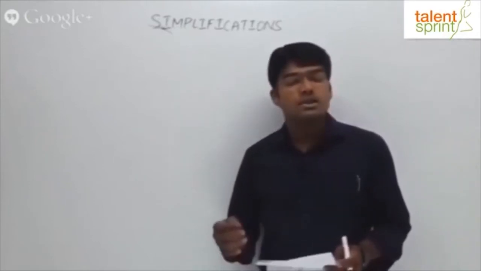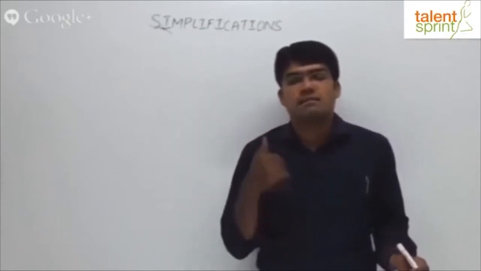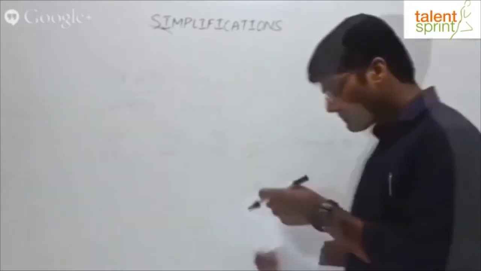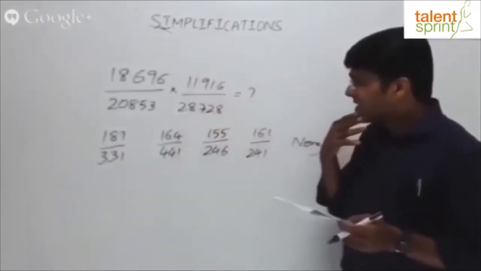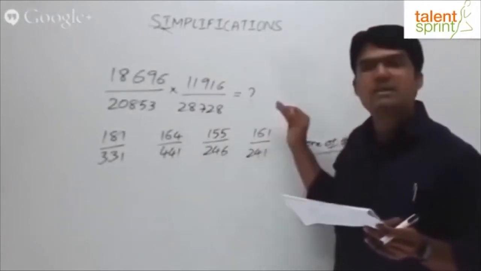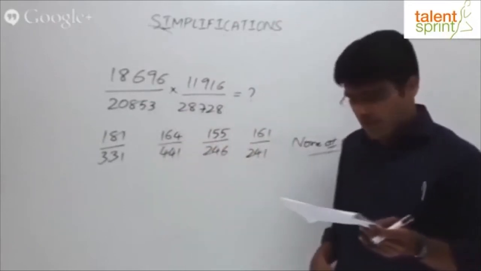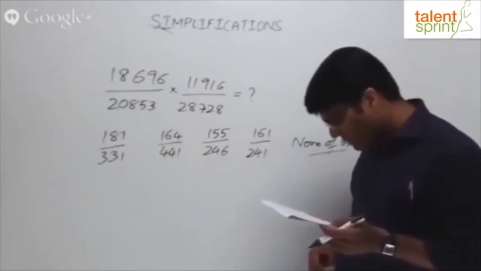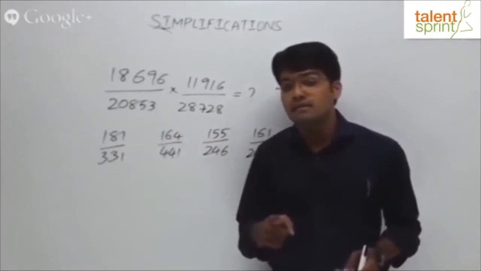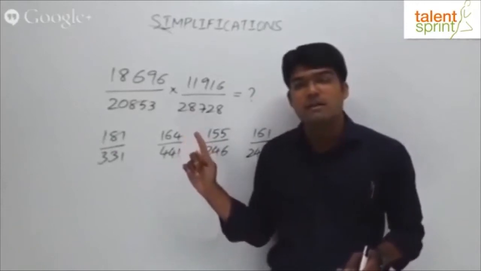Now I'll give you one question for which what you need to think is, do you want to solve it or not, right? More than giving me the answer, the first thing that you have to decide is, should I solve it or not? Should I leave it or solve it? What will be the best solution? So 18,696 divided by 20,853 multiplied by 11,916 divided by 28,728 equals to what? Options are 181 by 331, 164 by 441, 155 by 246, 161 by 241, and the fifth option is none of this. Remember, unit space method does not work in case of division, which is as in the given question here, right? So just think of it.